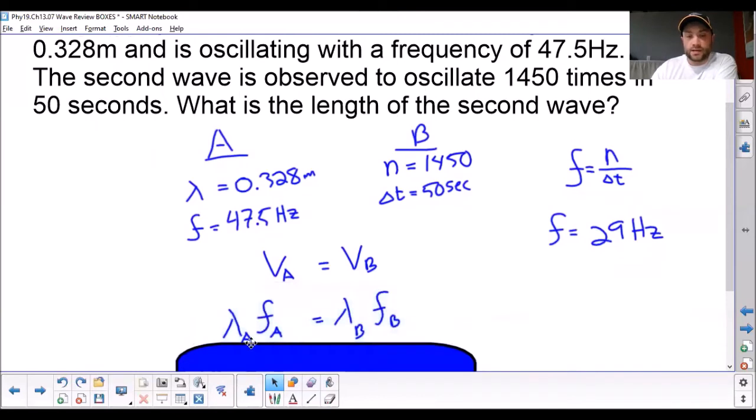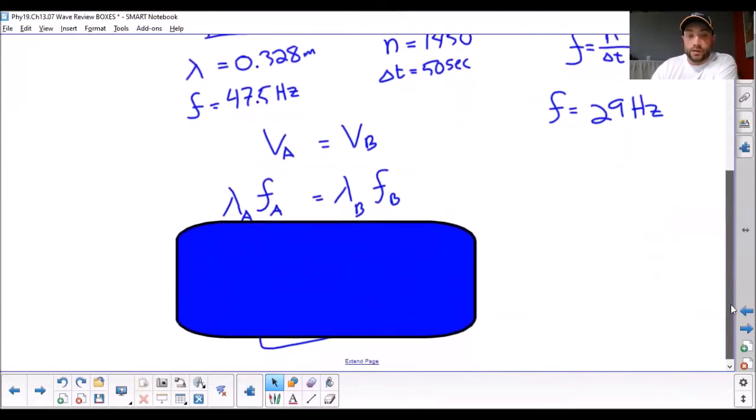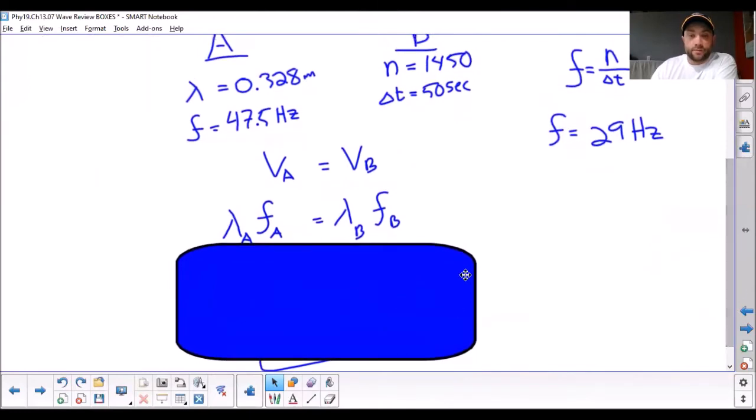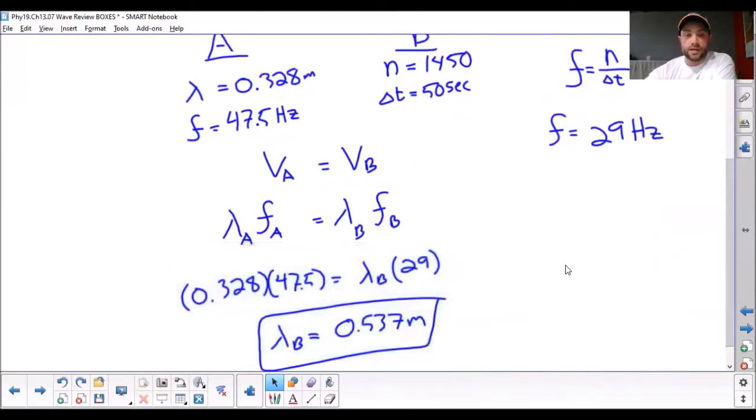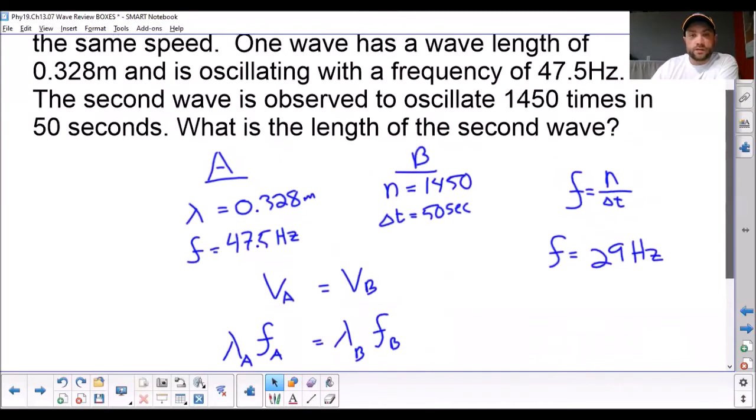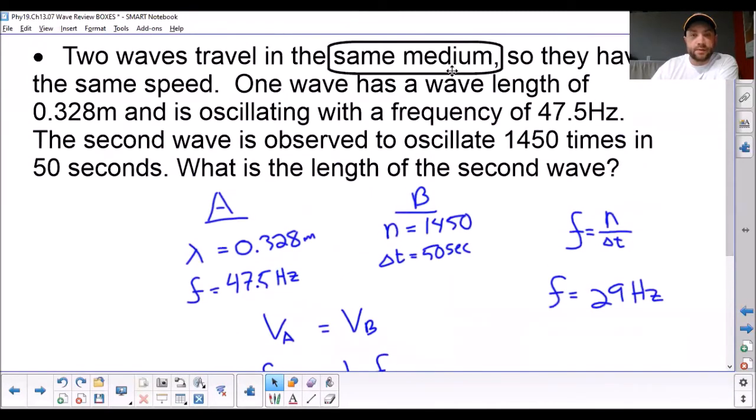And then from there, we just substitute our rule for speed. Speed of wave A is wavelength times frequency, and speed of wave B is wavelength times frequency. Since they're equal to each other, we set them equal, and then it's just a matter of substituting everything in and solving for our second wavelength. Like I said, the key on this one was the fact that they are the same medium. So that is the key.